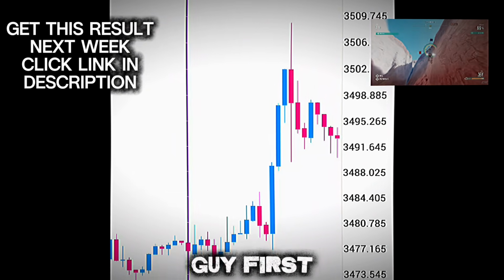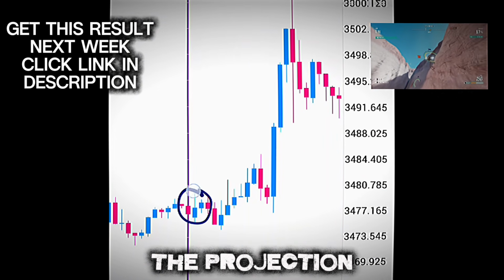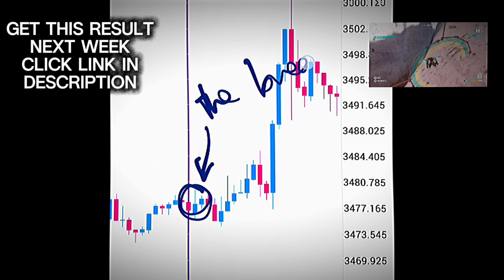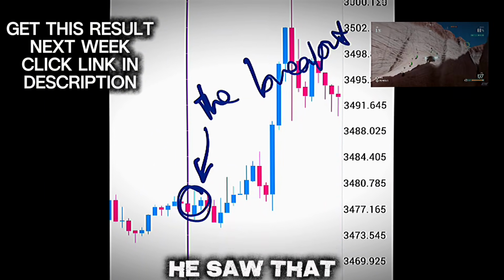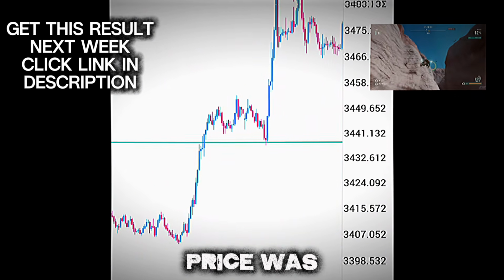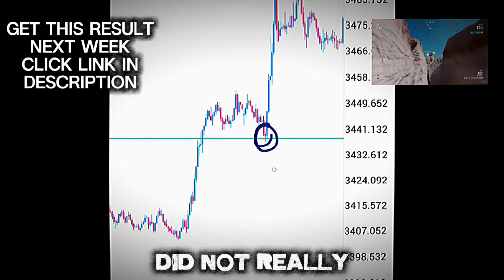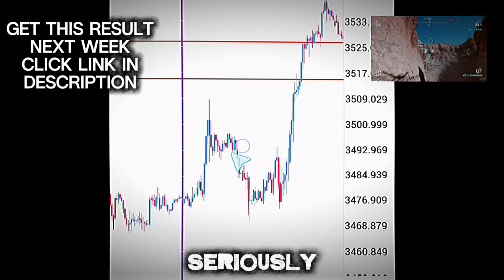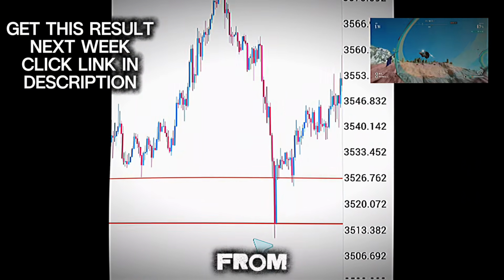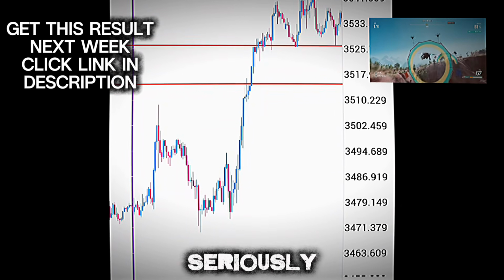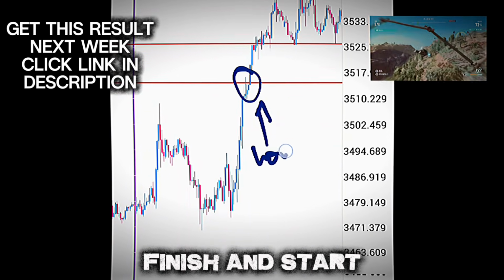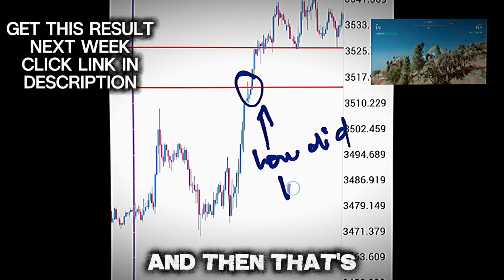Basically, the guy first studied all the projection and the likes of that, and then he saw that this point is the breakout point. This is where price was breaking out from, and the guy did not really take this point seriously. You don't want to take the first point whereby price breaks out from seriously. You want to wait for it to break out, finish, and start going up, and then that's when you start looking for entry.